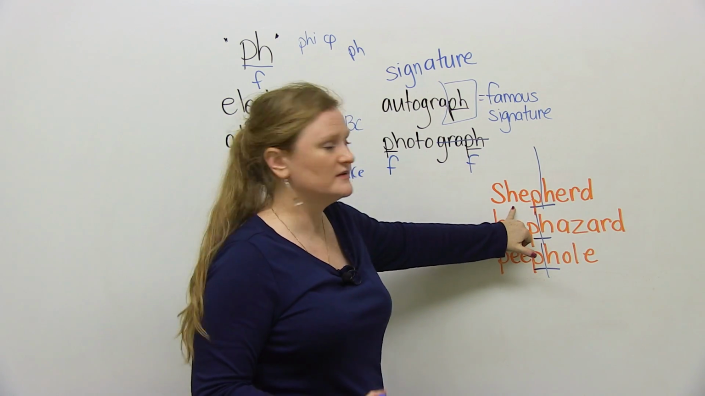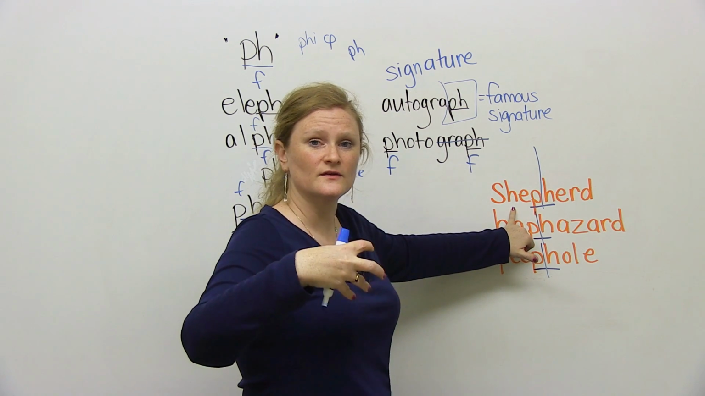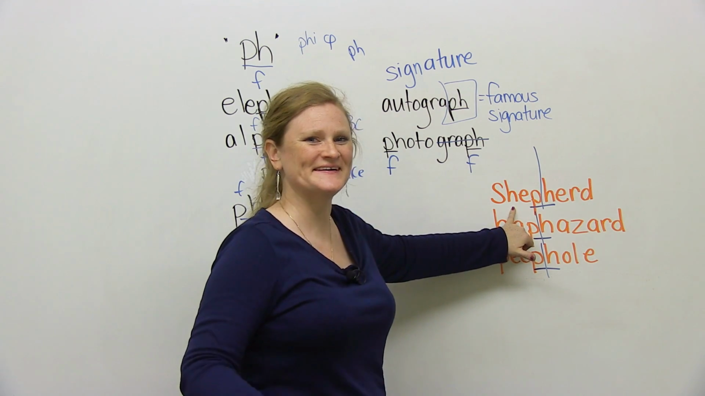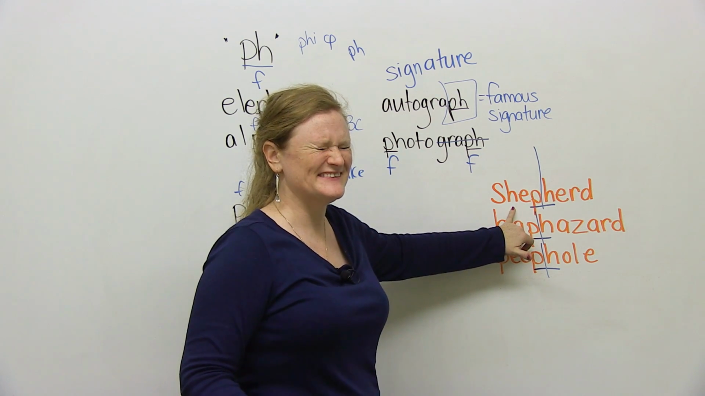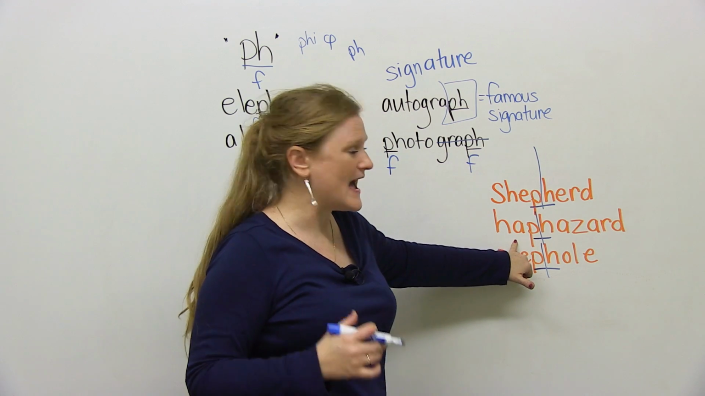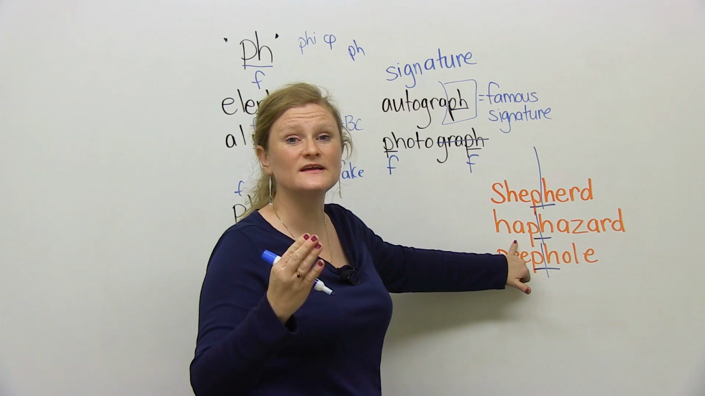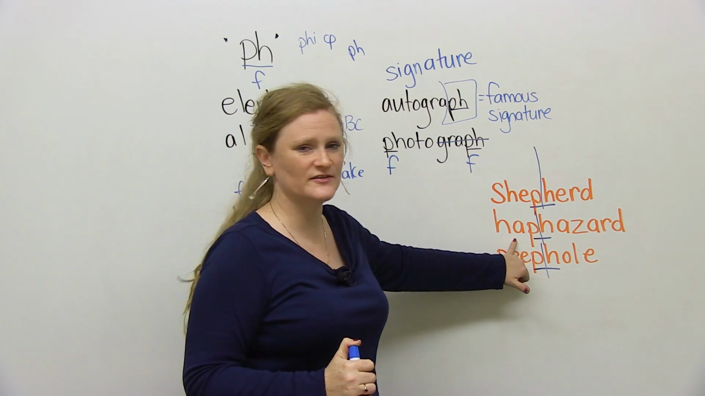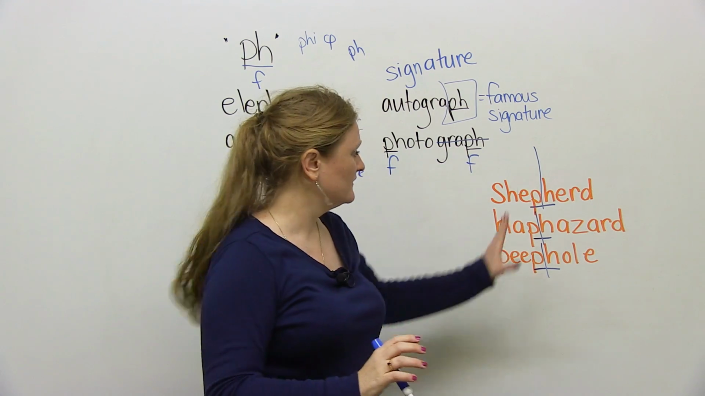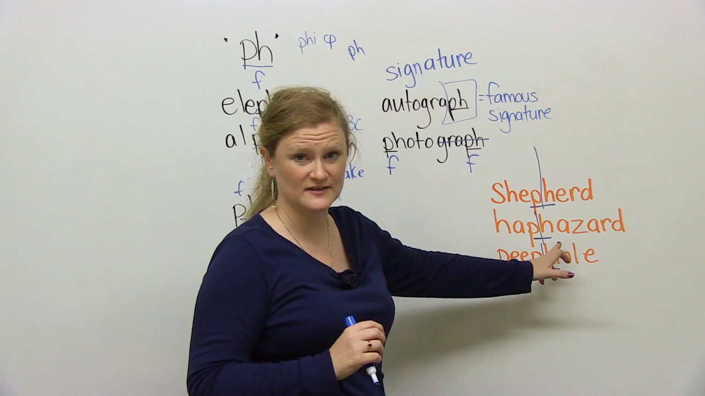The first one is shepherd. A shepherd is a person who hangs out with sheep. What are they doing? We don't use this word a lot. This word haphazard, it has something to do with danger. We do not say haphazard, it's haphazard. You need to take a break in between the P and the H in these words.